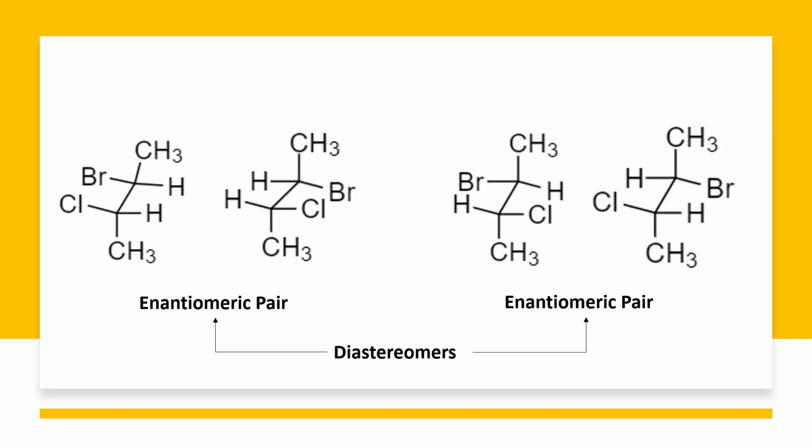If you compare molecule 1 to molecule 3, the chiral center with the bromine attached maintains the same configuration. It is not a mirror image. However, the chiral centers with the chlorine attached are mirror images. Since one chiral center changed, but the other did not, these molecules are diastereomers, not enantiomers.